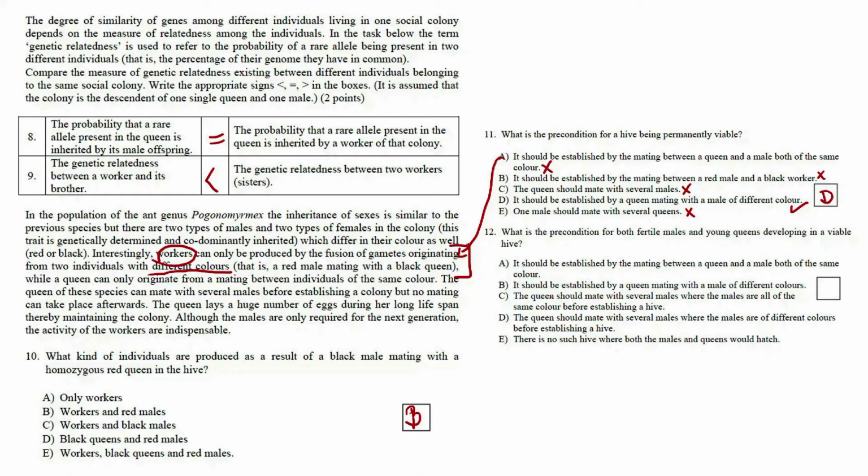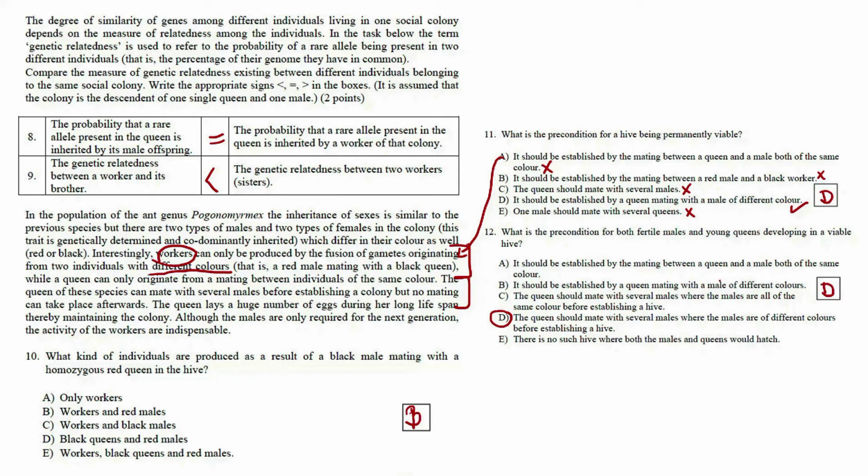What is the precondition for both fertile males and young queens developing in a viable hive? Again, this is a question for which you can find the answer clearly stated in the text, where here exactly: the queen of this species can mate with several males before establishing a colony, but no mating can take place afterwards. And actually D is describing the same thing for us, so D is the good answer.